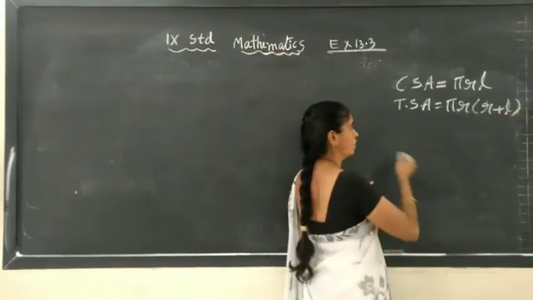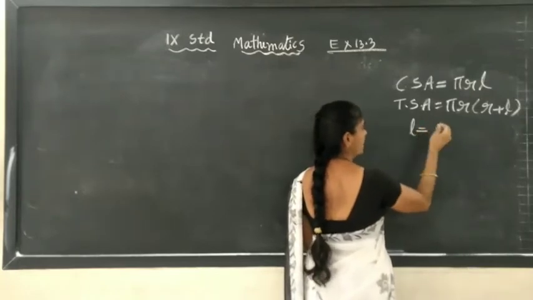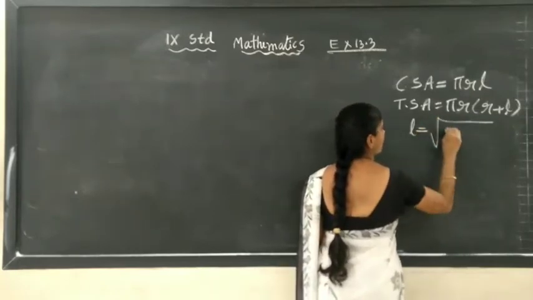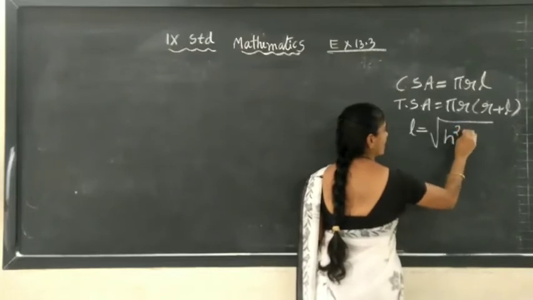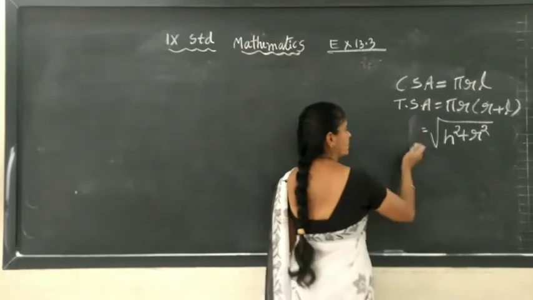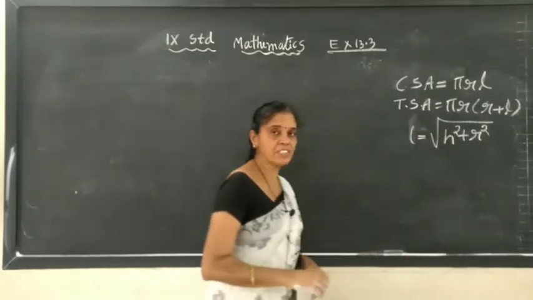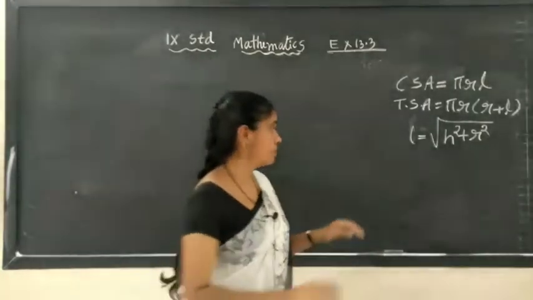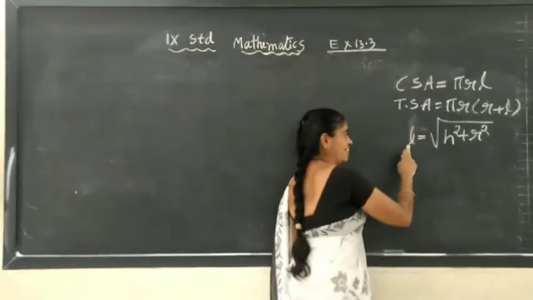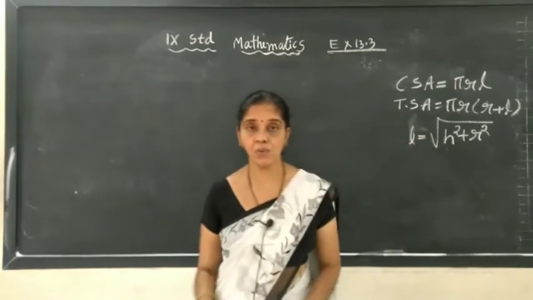And lastly, one more formula we have studied regarding the relation between the slant height, the perpendicular height and the radius of the base: L squared is equal to h squared plus r squared. So, in this regard, we have studied three formulas. L is slant height, h is height of the cone, and r is radius of the cone.